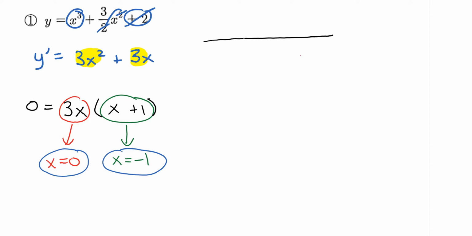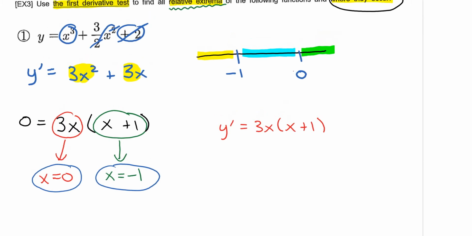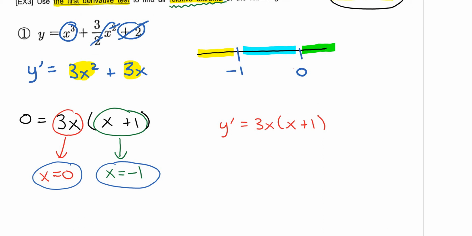Above here, I will create a number line, and I will put -1 here and 0 over here. Just below my number line, I'm going to rewrite the derivative expression as 3x times x plus 1. Now I need to find numbers in these regions. I need to pick any number in those regions and plug those into my derivative expression to determine whether those regions are positive or negative.